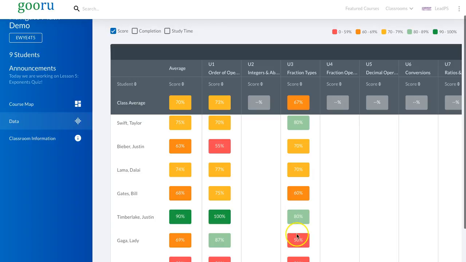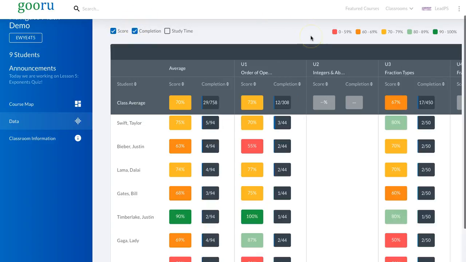It's important to understand that an 80% needs the context of completion. When planning, it's important to know that, for example, someone who has an 80% but has only done 1 out of the 50 assessments in the unit needs to understand that they're a little bit far from being finished.